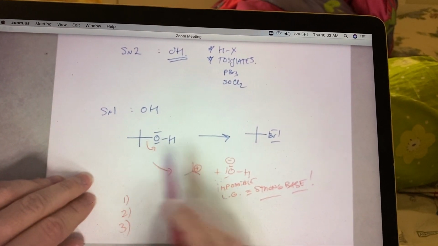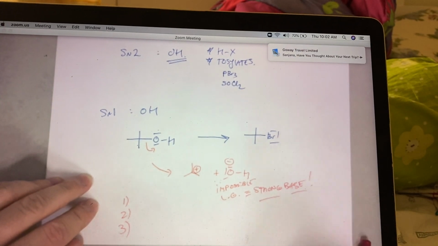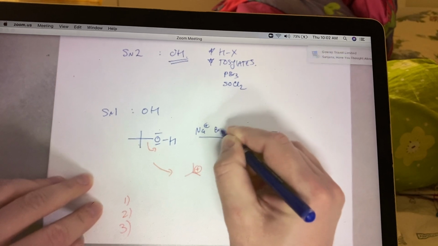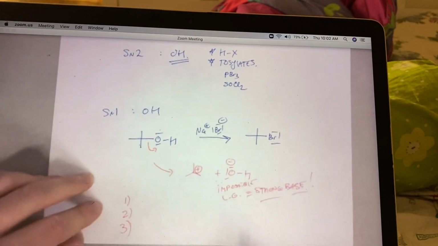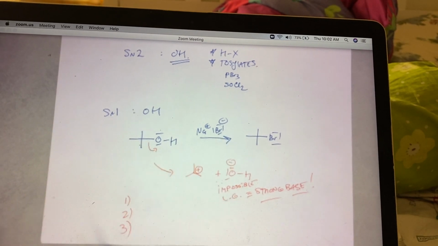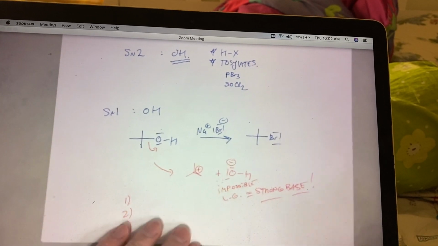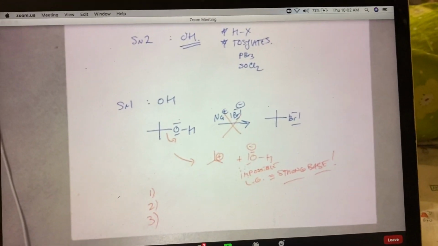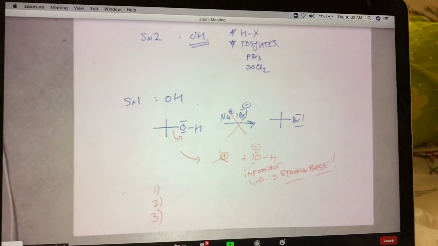Okay? Let's think about three possible methods. Maybe the method someone was thinking about trying here was sodium bromide. They just wanted to heat this thing up in sodium bromide. They were hoping hydroxide would pop off and Br- would attack, but this reaction simply doesn't work as written this way. So what are some strategies we could use here?